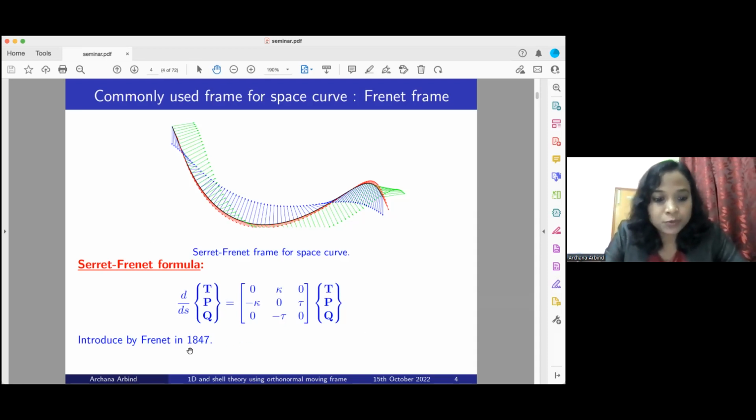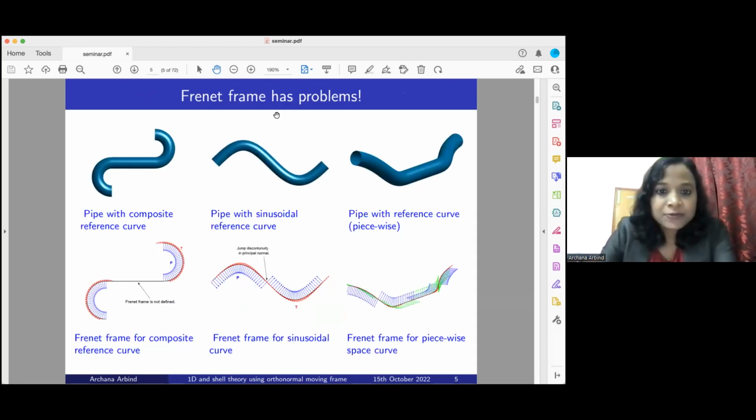It was first proposed in 1847, but the Frenet frame has some problems. For example, if the curvature is 0, then this frame is not defined. Similarly, here also the curvature is 0, and this point is a point of inflection, so there is a jump discontinuity here as well. These are smoothly joined different kinds of sections, but the frame would again be discontinuous.